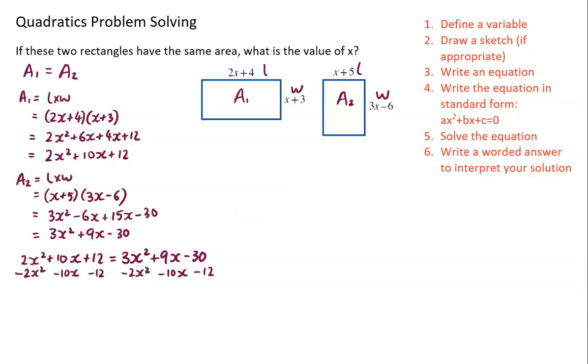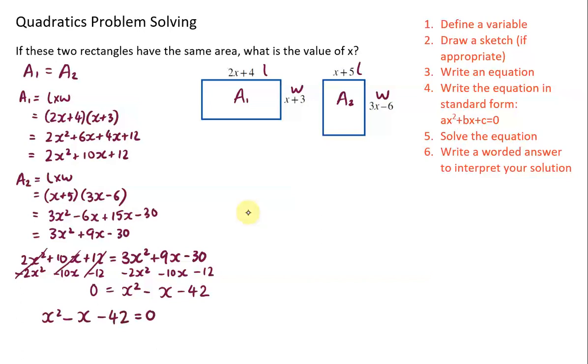So on the left, the 2x squared minus 2x squared cancel, 10x take 10x cancel, and 12 take 12 cancel. I'm left with 0 equals x squared minus x, minus 30 minus 12, minus 42. So I can rewrite that in the standard form we're very familiar with as x squared minus x minus 42 equals 0. And there's our quadratic equation that we can solve, which we now want to solve either using the null factor law by first factorising or using the quadratic formula.